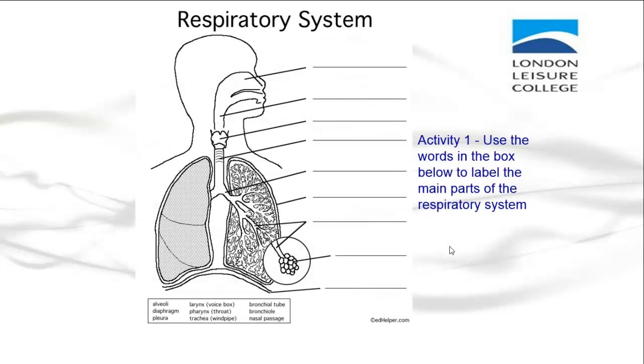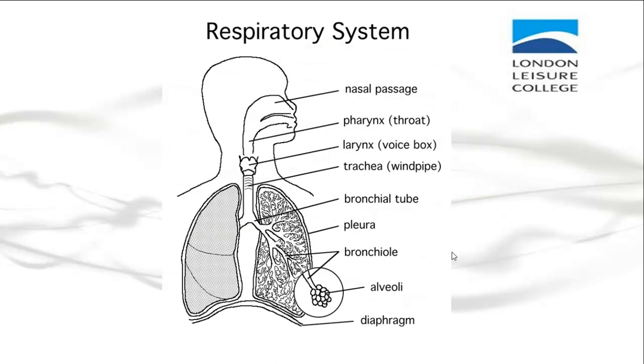On your worksheet, I'd like you to use the words in the box below to label the main parts of the respiratory system. And this is what you should have come up with.